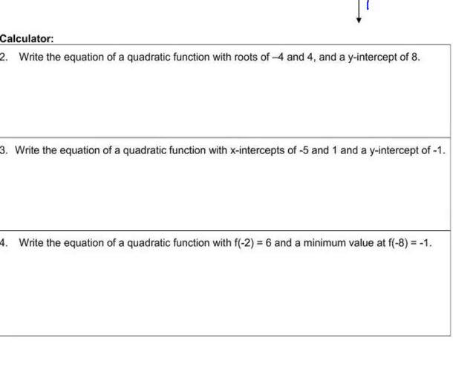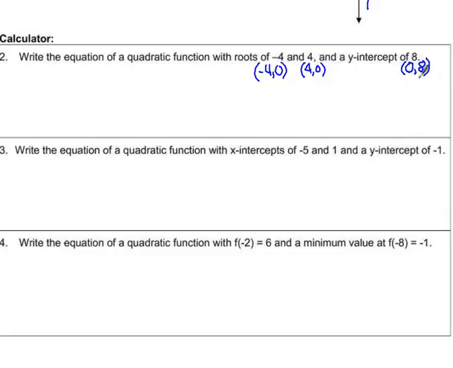Problem number 2 is presented as a word problem. Write the equation of a quadratic function with roots of negative 4 and 0. A root is where the parabola crosses the x-axis. So we know one of our roots is at negative 4, 0, and our second root is at positive 4, 0. And it has a y-intercept of 8, so the coordinates of this point are 0, 8.